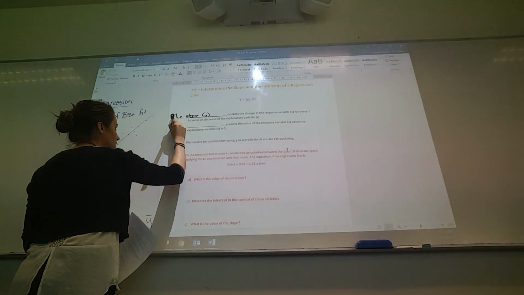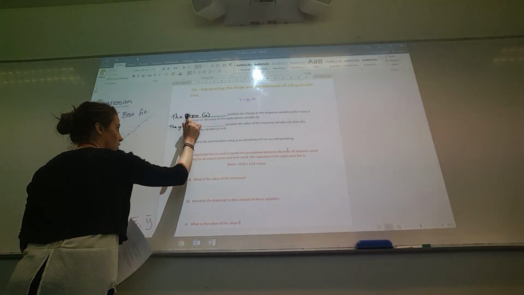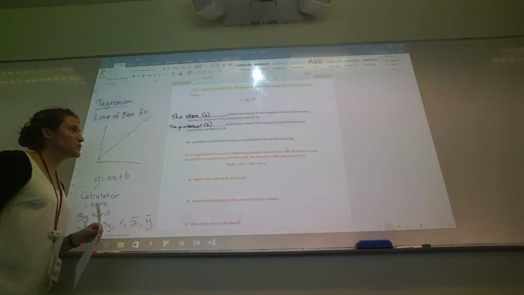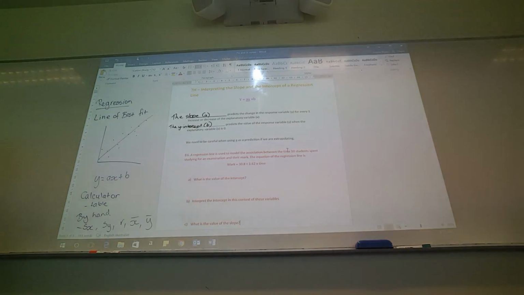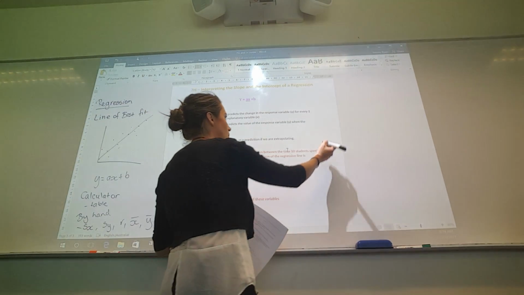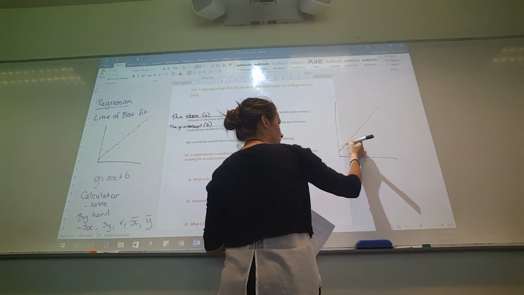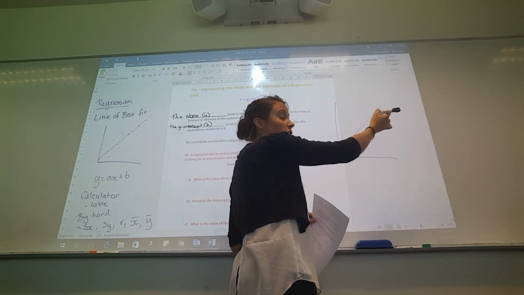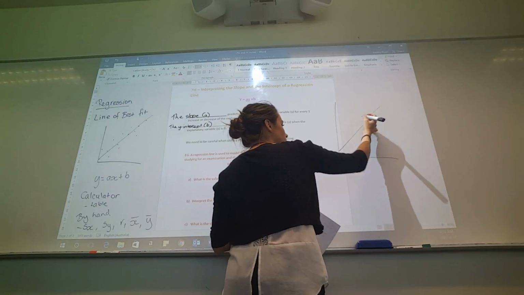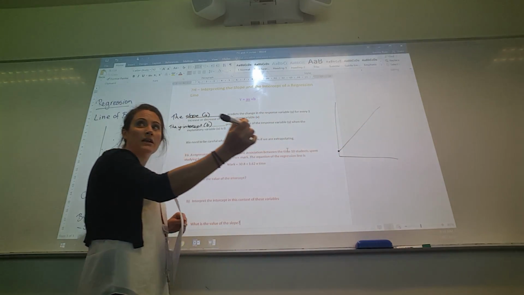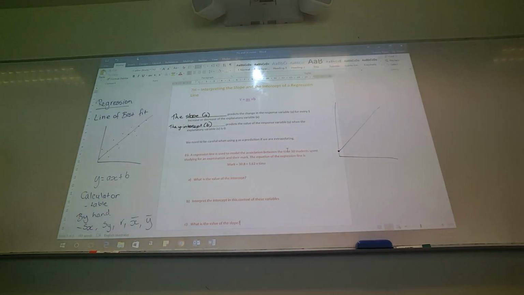And then the Y-intercept, which we call B, good, predicts the value of the response variable when the explanatory variable is 0. So on our scatter plot, our A tells us how much we're going up and across, and our B tells us where we are hitting the line, where we are hitting that Y axis.